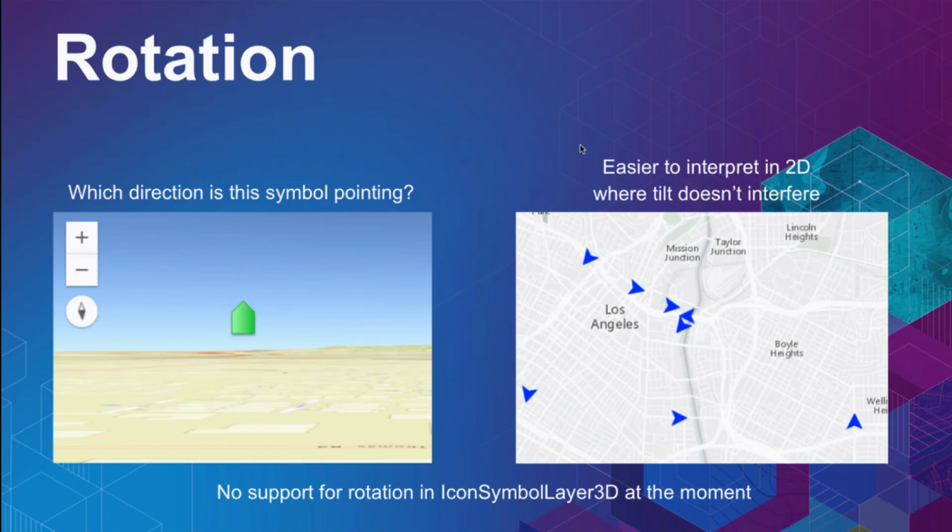Like, for example, when I have that icon in the middle, depending on how I tilt, I don't know exactly where that's pointing. Is it pointing up? Like, is it pointing to the sky, or is it pointing north or south? I can't tell. So that's something we're still trying to figure out.